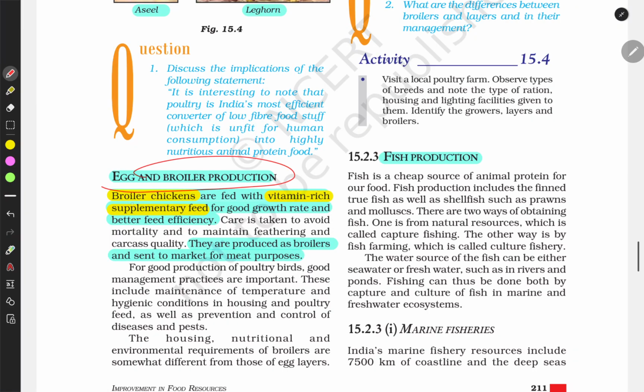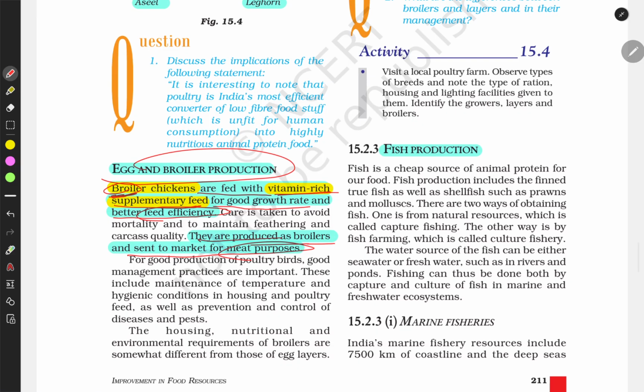Again, broiler production. Broiler chickens are fed vitamin rich feed. Broilers are raised for meat consumption. They are fed with vitamin rich supplementary feeds for good growth and better feed efficiency. They are produced as broilers and sent to the market for meat purposes.